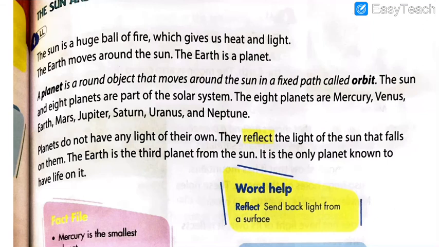And the name of our solar system is Milky Way. You should remember this name. In Hindi it is known as Akash Ganga, but in English it is known as Milky Way. This is the knowledge you should have.